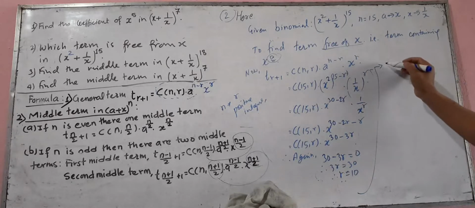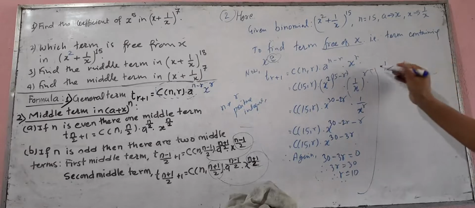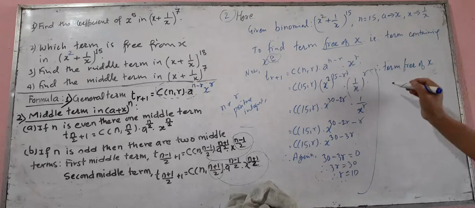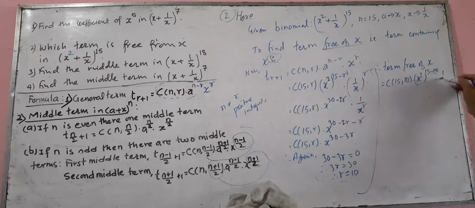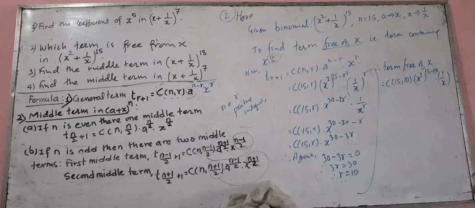So the term free of x is equal to C(15,10) times a, that is x squared to the power 15 minus 10, times 1 by x to the power 10, and you can write the term directly like this. This is the long one.